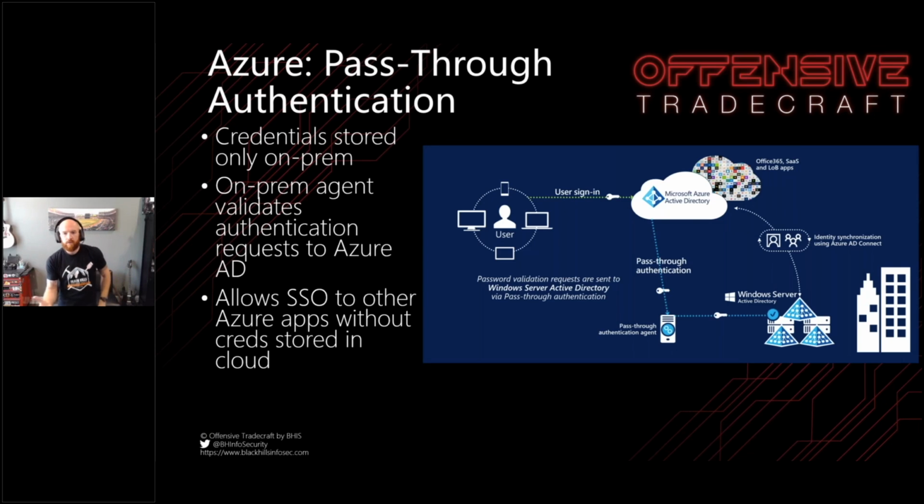The next one is pass-through authentication. The way this works is you don't have any actual credentials stored in the cloud. All your credentials are stored on-prem, and there's a pass-through authentication service that constantly queries Azure. As people try to sign in to the Azure portal, the service authenticates them on the back end against your on-prem domain.